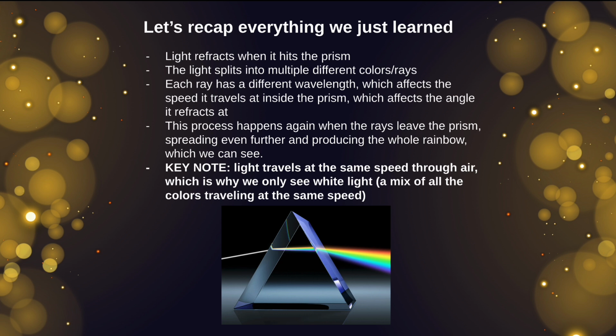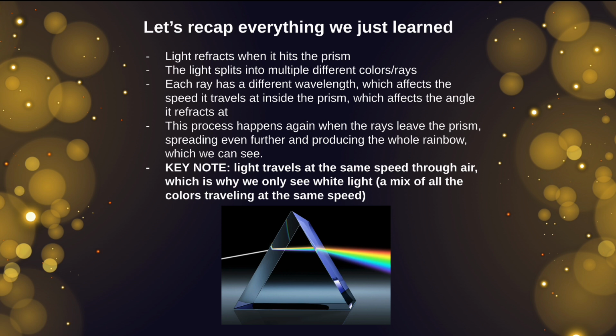You see in the image below that we have a prism being split, and obviously you can see the whole rainbow. When it hits the prism and the light splits into multiple different colors, rays, wavelengths, each ray has a different wavelength, which affects the speed that it travels inside the prism, which determines the angle that it refracts at. Because they all have different wavelengths, they refract at different angles, splitting the white light into many different colors of light. Now this process happens again when the rays leave the prism, which widens the cone, producing the whole rainbow, which we can see.